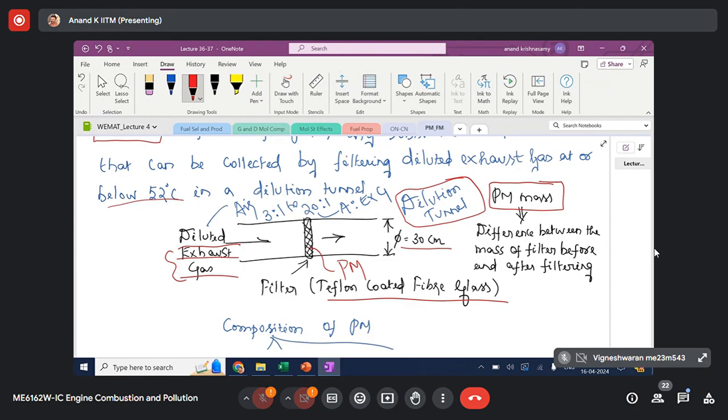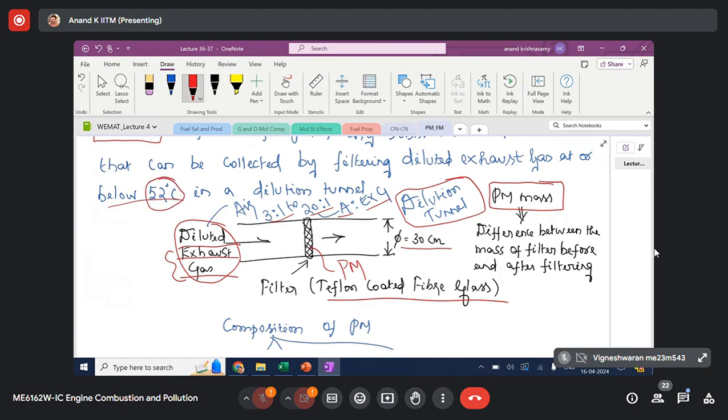Now, to get to 52 or below, you have to mix exhaust gas with air. So that's what we are doing here. It's a diluted exhaust gas. What is the proportion of air to exhaust gas? It's going to be different. It varies anywhere between 3:1 to 20:1, right? The first is air and the second is exhaust gas. So you may have to add more air if the exhaust temperature is high. Otherwise, you cannot bring it to this level, 52 degrees Celsius.